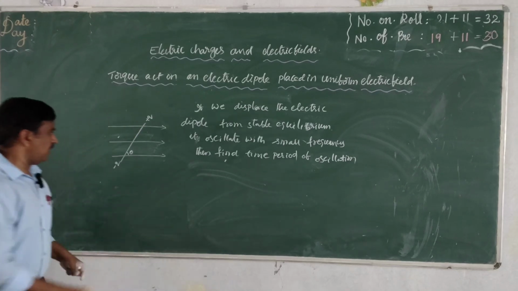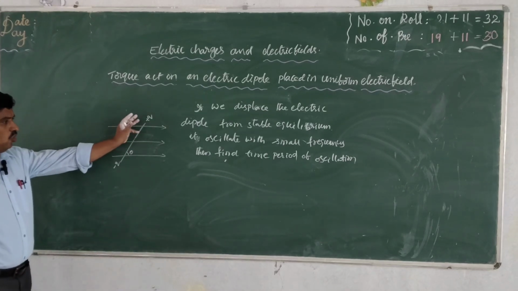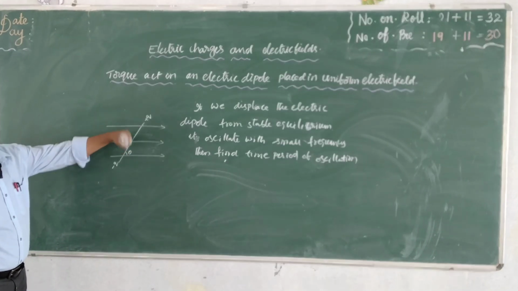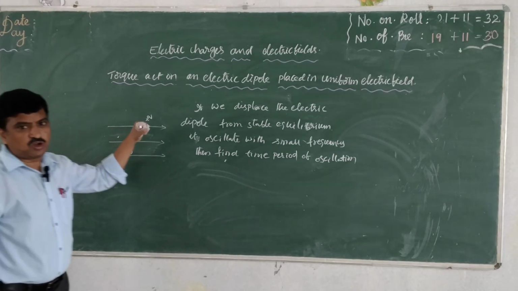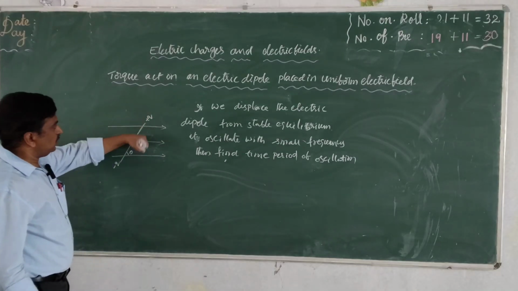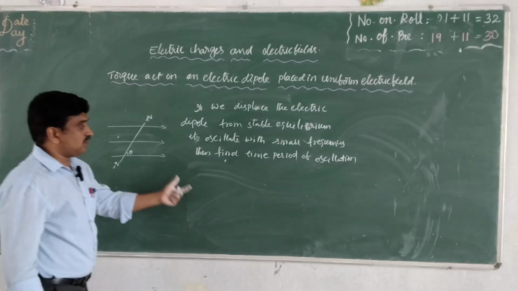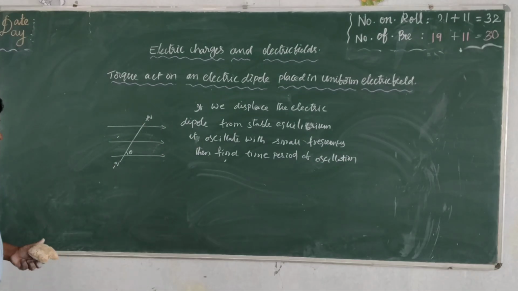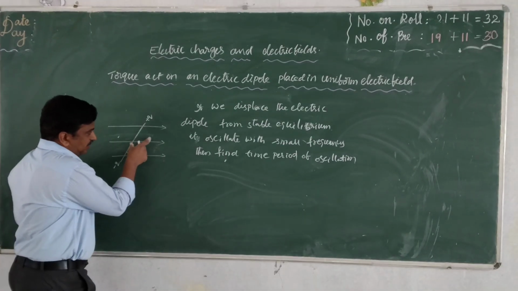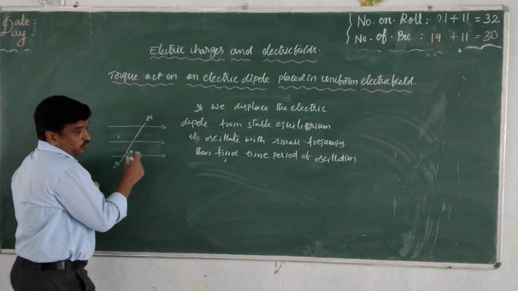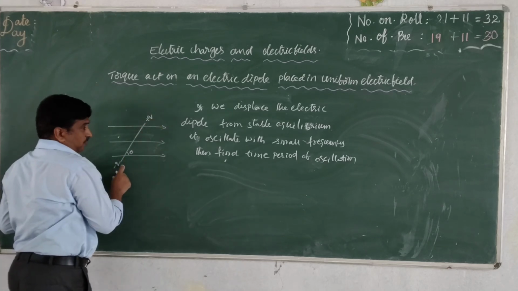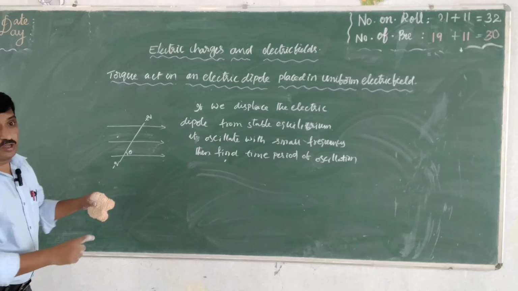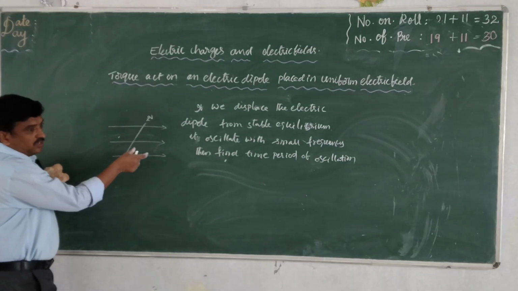The electric dipole is placed like this and slightly displaced. It makes some angle, and then it will oscillate to and fro, in simple harmonic motion with a small frequency. For that, we can write the torque when slightly displaced. Torque is acting on it, because one force acts here and another force acts there, and these two forces are not in the same line of action. Because of the torque it will oscillate like this.